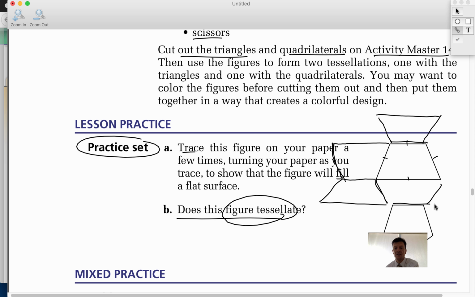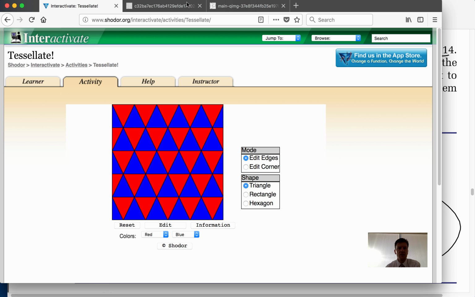Does this figure tessellate? Here, this is a pentagon. 1, 2, 3, 4, 5. 5 sides. Is that going to fit as well together, even if you turn and rotate it? Well, a pentagon doesn't work quite as well.